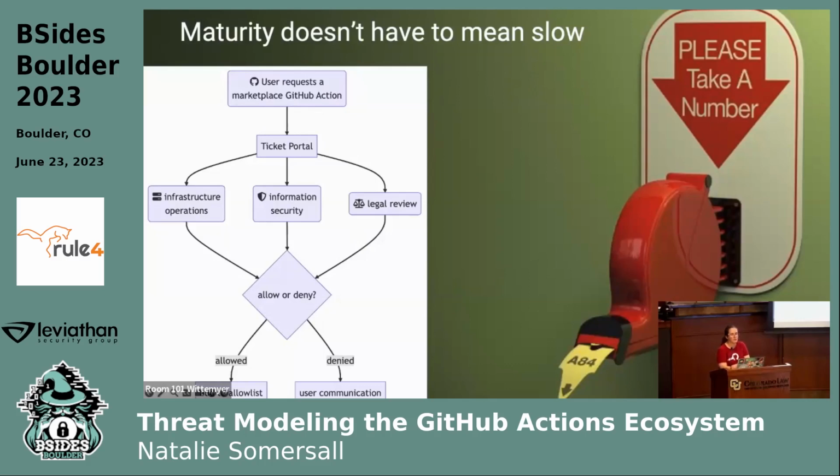But a maturity model really can shine here because you don't have to allow marketplace actions at all. You can have an allow list. It's not an everything or nothing situation, but defining that middle is where your threat model is fundamentally going to really shine. And what I mean by this is here's a reasonable process to do this. A user wants to say, hey, we have a GitHub action. They're going to open a ticket. And then in this case, there are 3 approvals.